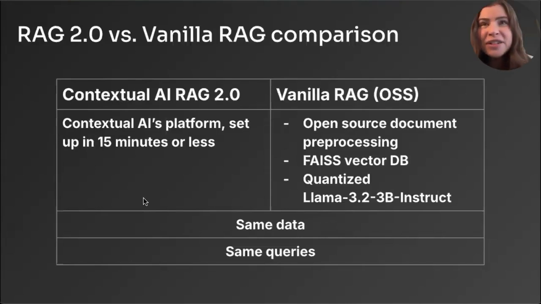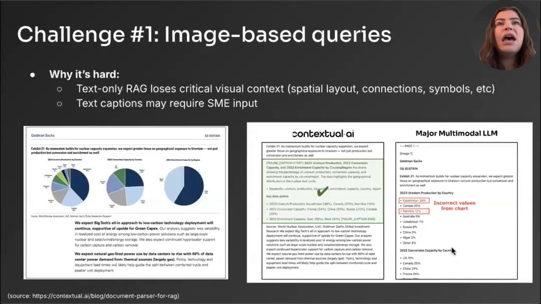So it was kind of difficult to come up with an apples to apples comparison. So we just went with a common starting ground for folks starting with RAG. And then for both of these systems, we've used the same data and put in the same queries. And so the first challenge that I'll demonstrate is image-based queries.